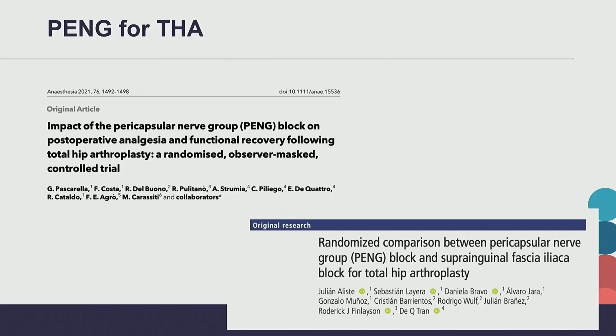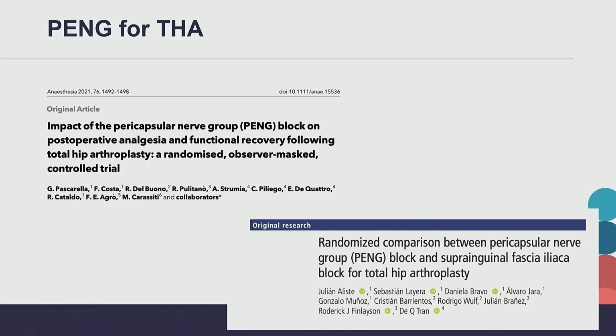When we look at some of the evidence behind PENG versus no block or PENG versus fascial block, the study on the left looked at 30 patients who underwent total hip arthroplasties, looking at PENG versus no block. And the primary outcomes were maximum pain scores as well as oral morphine equivalents, and the PENG group did much better in those two arenas.